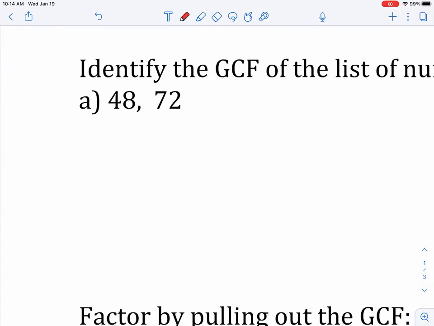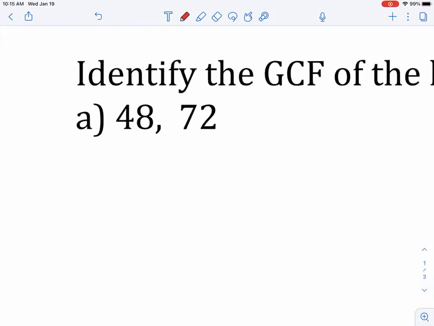Looking at this, I know they're both even, so I know that 2 goes into them. But 2 is not the largest number that goes into that. I want to find the biggest number. Some of you will be better at this than others because you're good with your multiplication tables, and some of you will have to write some things out. So let me give you an idea of a process that would help.